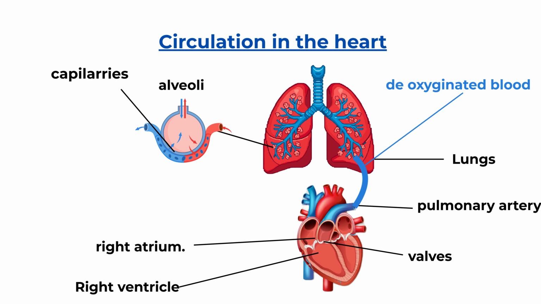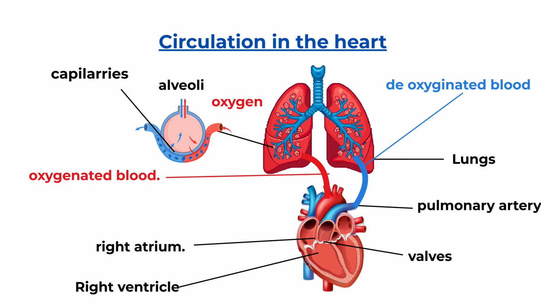Now think about what's happening here. The air you breathe in is rich in oxygen. The blood arriving is low in oxygen. So oxygen moves from the alveoli into the blood. At the same time, carbon dioxide moves from the blood into the alveoli, and then you breathe it out. This is also diffusion. Same principle as before. Now the blood is rich in oxygen again. We call this oxygenated blood, and now it's ready to serve the body again.